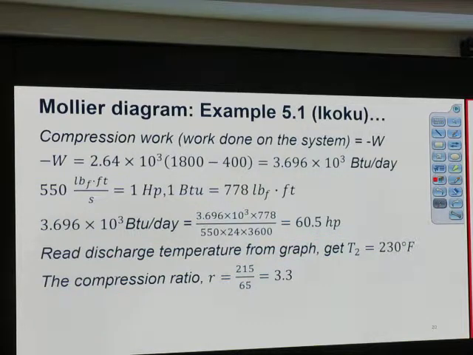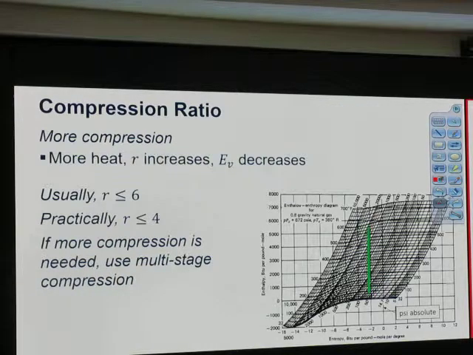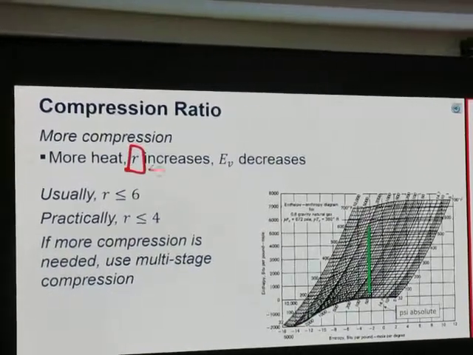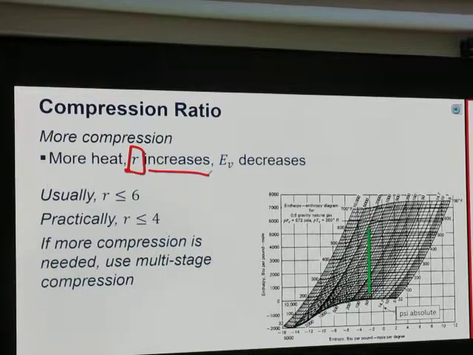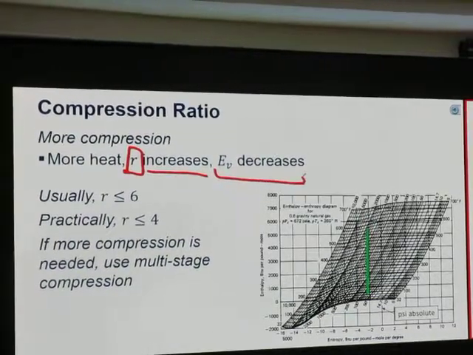Compression ratio per stage. If that number becomes 4 or 5 or something, if we need a total compression ratio more than a certain number, maybe about 4 or 5, we will need multiple stages. Okay, let's talk about that. As you know, if compression ratio goes up, volumetric efficiency goes down.